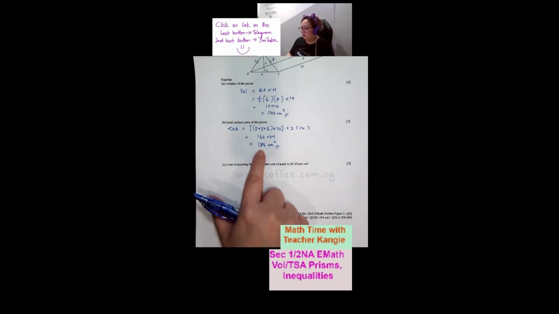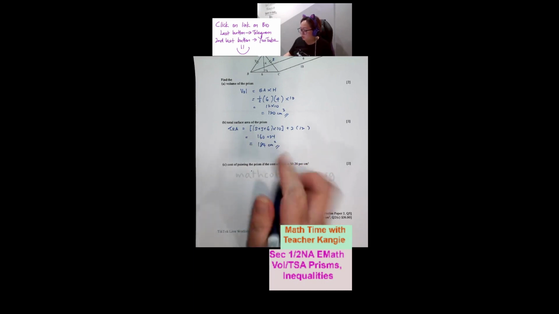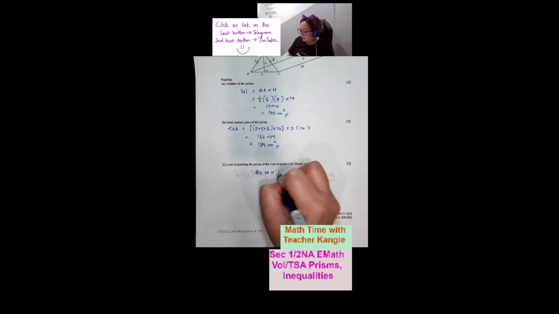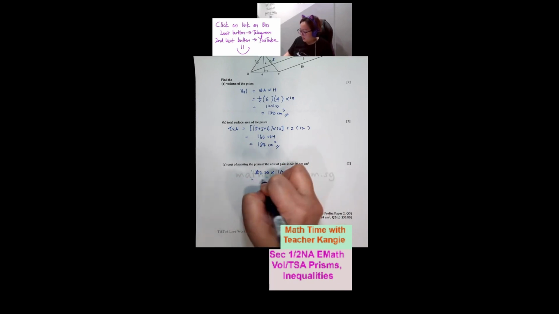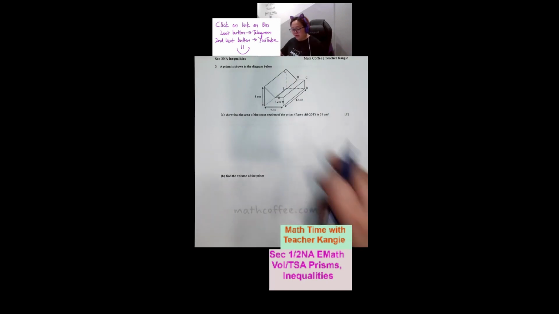So we already found out that this is the surface area that I need to paint. So all I need to do, because this is cm square, this is per cm square, I just need to take the 20 cents multiplied by 184 and I get $36.80. That means it will cost us $36.80 for painting that prism. Okay, moving on. Okay, question number 3, come.